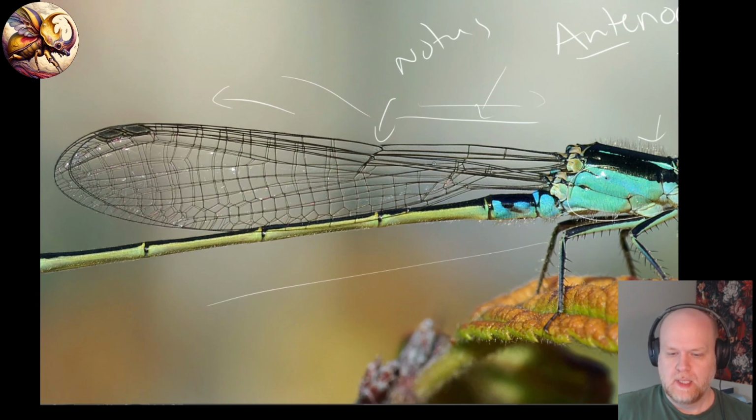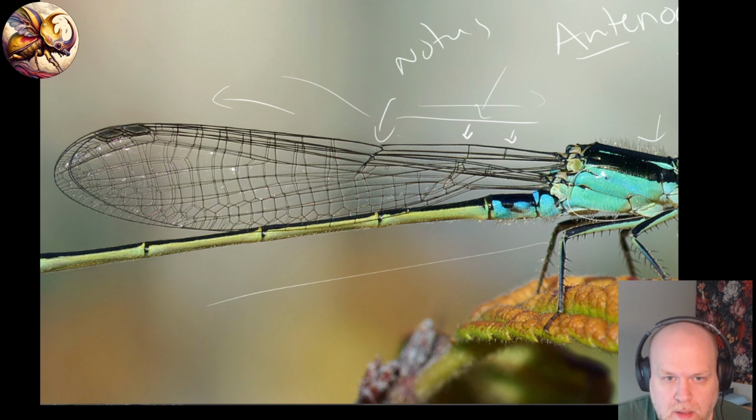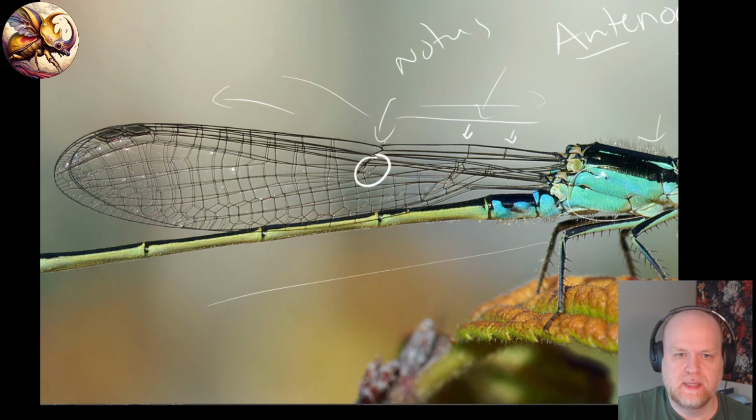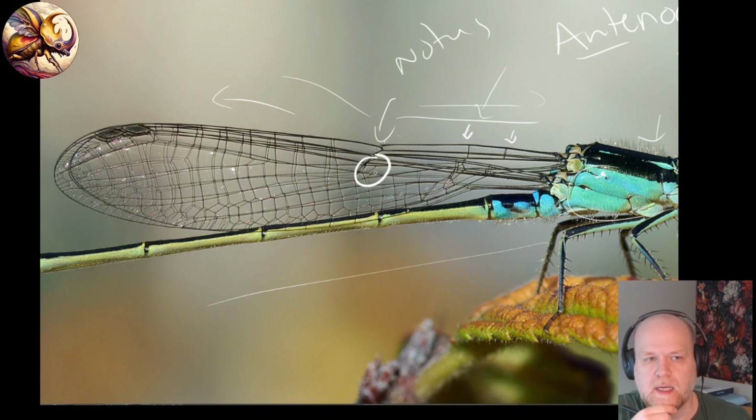And in the wings, you will see that before the nodus, in this antenodal area, they only have 2 cross veins, unlike the Calopterygids, which had 10 or more. And below this antenodal area will be the M3 vein. So this is the median horizontal vein, the main median vein, and it originates here. Where you see this curve, it originates kind of under the nodus, and that is a key characteristic.